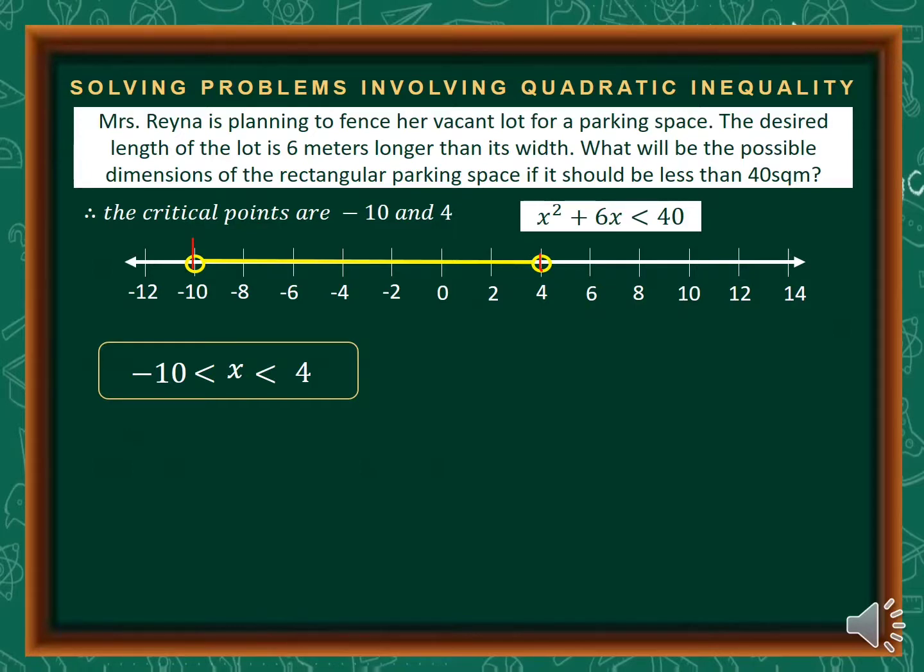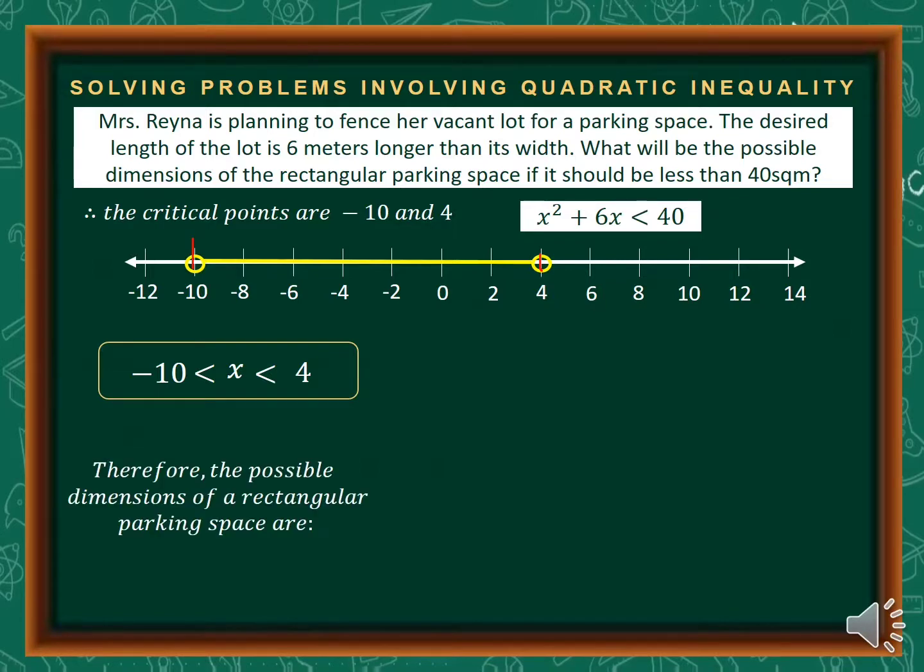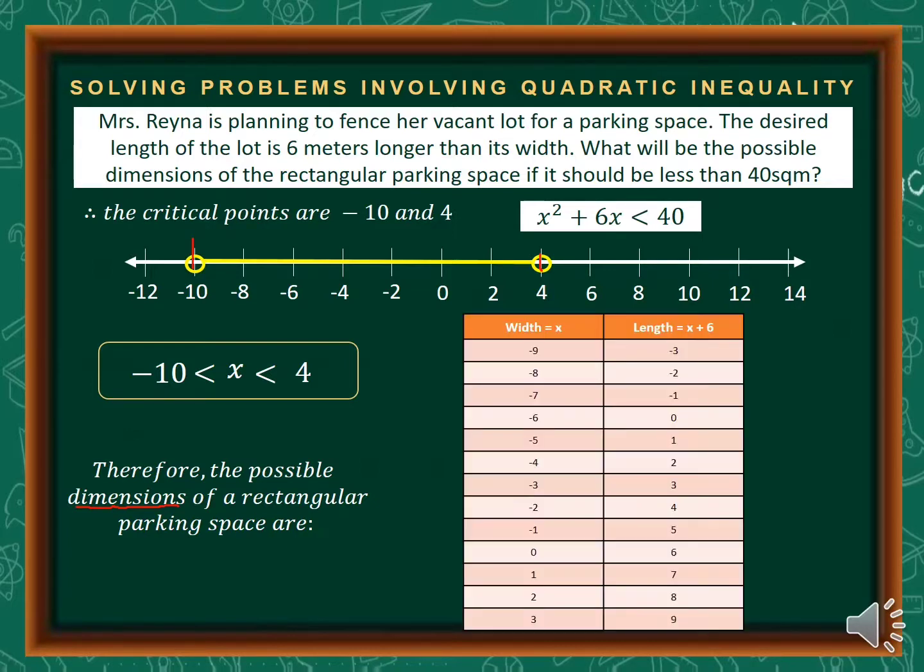Okay, now, ano ba yung hinahanap natin? Therefore, what will be the possible dimensions of rectangular parking space if it should be less than 40 square meters? So, therefore, the possible dimensions of a rectangular parking space are, pag sinabing dimensions class, meaning we are looking for the measurements of its side. So, that would be the length and the width. Ito po yung length at width natin.